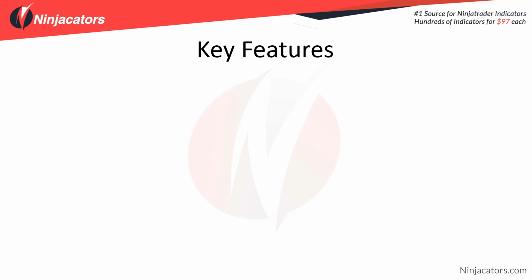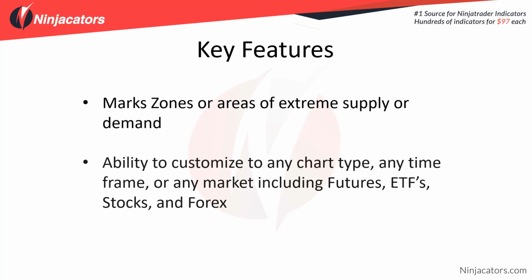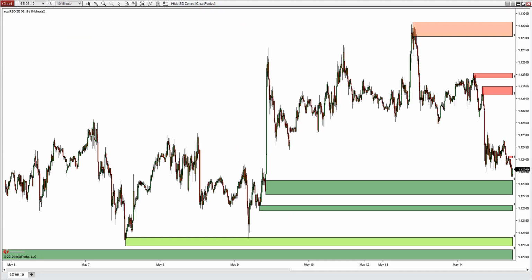Some of the key features of this tool: first of all, it marks zones or areas of extreme supply or demand and has the ability to customize to any chart type, any time frame, any market, including futures, ETFs, stocks, and Forex. Here is the tool, the real-time supply and demand tool on the 6E chart. And what you can see here is these green zones down here. These are all demand zones down here, supply zone here, and supply zones here.